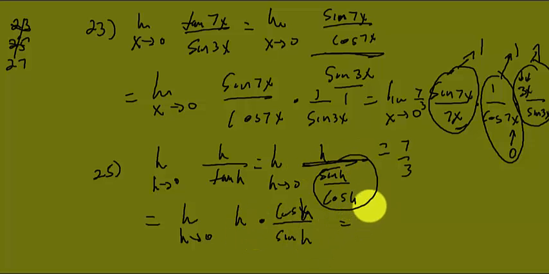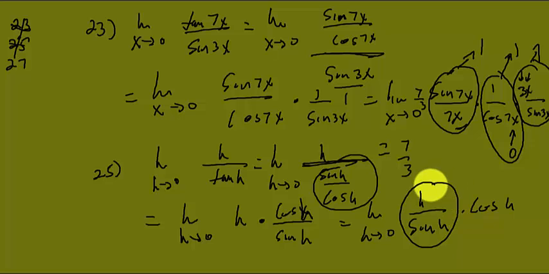This is the same thing as a limit as h goes to 0 of h over sine of h times cosine of h. According to the theorem, that's going to go to 1, and when I plug in 0 there, that's going to go to 1, so 1 times 1 is going to give me 1. Alright, 27.